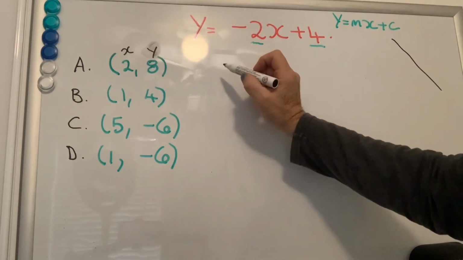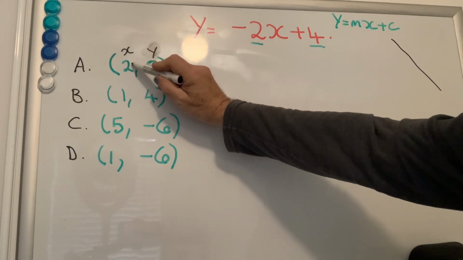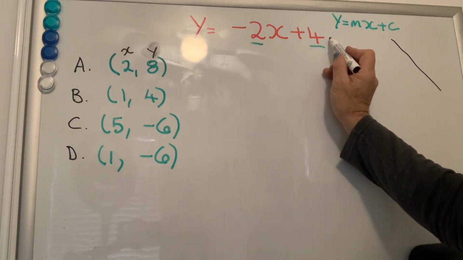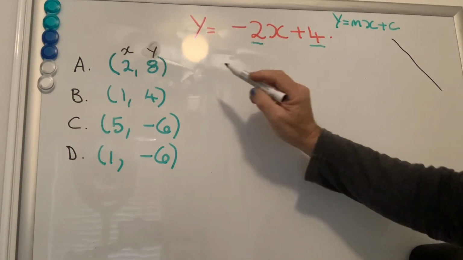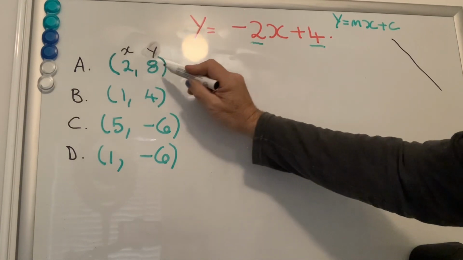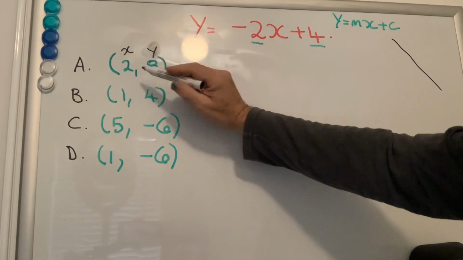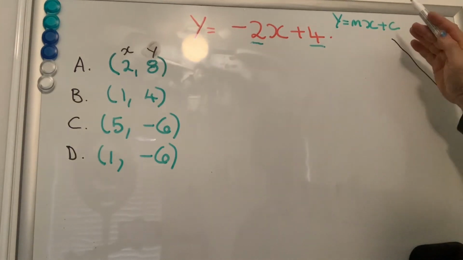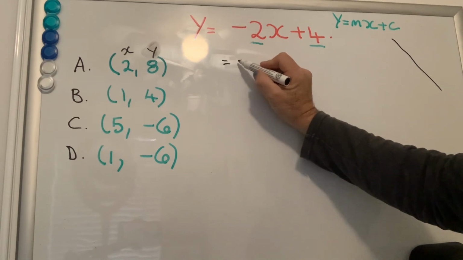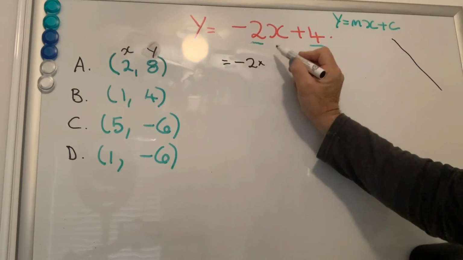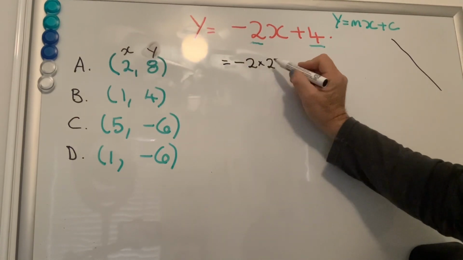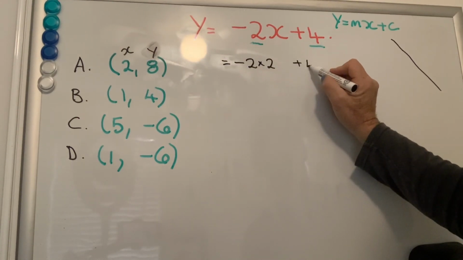So if I'm going to place a 2 everywhere I see the x and see what the value of y becomes. If the value of y, once we've placed x equal 2 into that, becomes an 8, then we know that this is the point, the coordinate on this straight line. So let's try. When x equals 2, y is equal to minus 2 times, so there's x, and there's the value 2. So we're going to substitute the value of 2, plus 4.